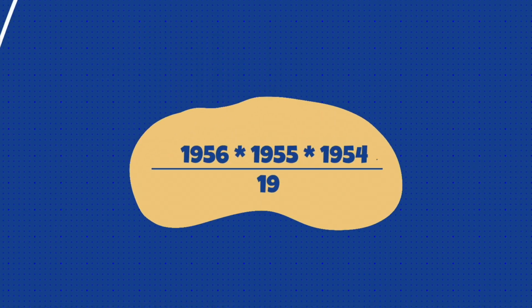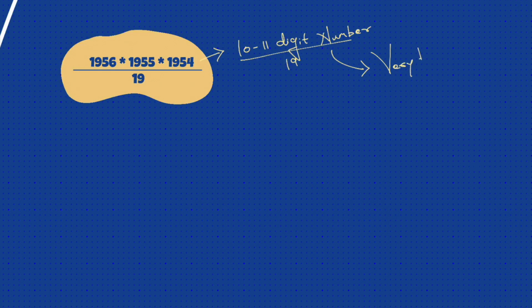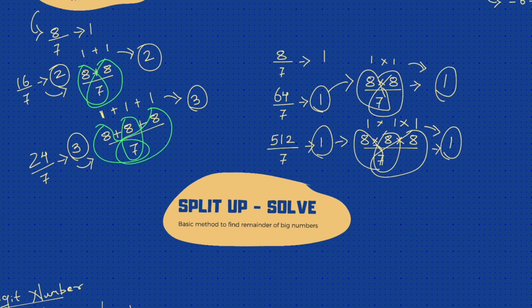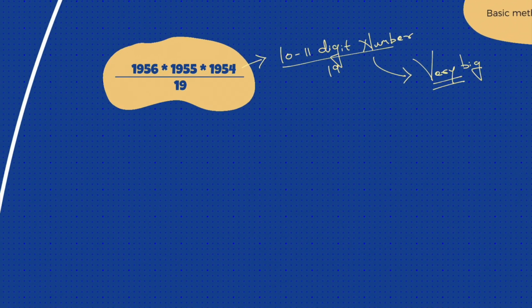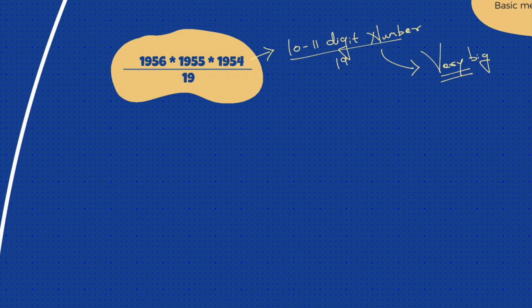Now let's take one more problem which will help us identify how to find the remainder of bigger numbers. Now 1956 into 1955 into 1954 divided by 19. If I multiply all three, 1956, 55 and 54, it will be a 10 to 11 digit, very big number. So what will I do if I get a big number? I'll split up and solve. That is what we have learned. When you get bigger numbers, split up and solve. Get the individual remainders and then find the final remainder.